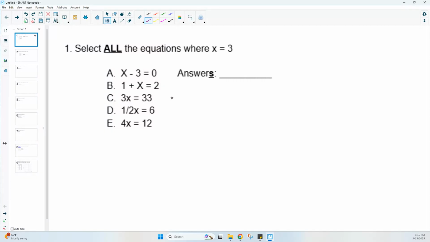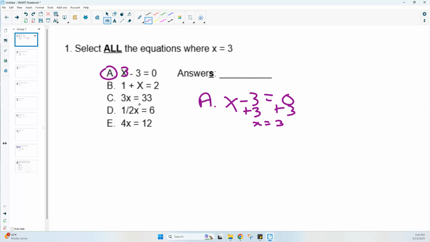Question 1 reads, select all equations where x equals 3. So we need to go through each equation and select the ones where if we solve it, x would equal 3. So let's go through each of these because it does say select all. All right, option A reads x minus 3 equals 0. To undo the subtraction, we need to, that's right, add. If I add 3 to both sides, this would say x equals 3. So A does work because 3 minus 3 does equal 0.